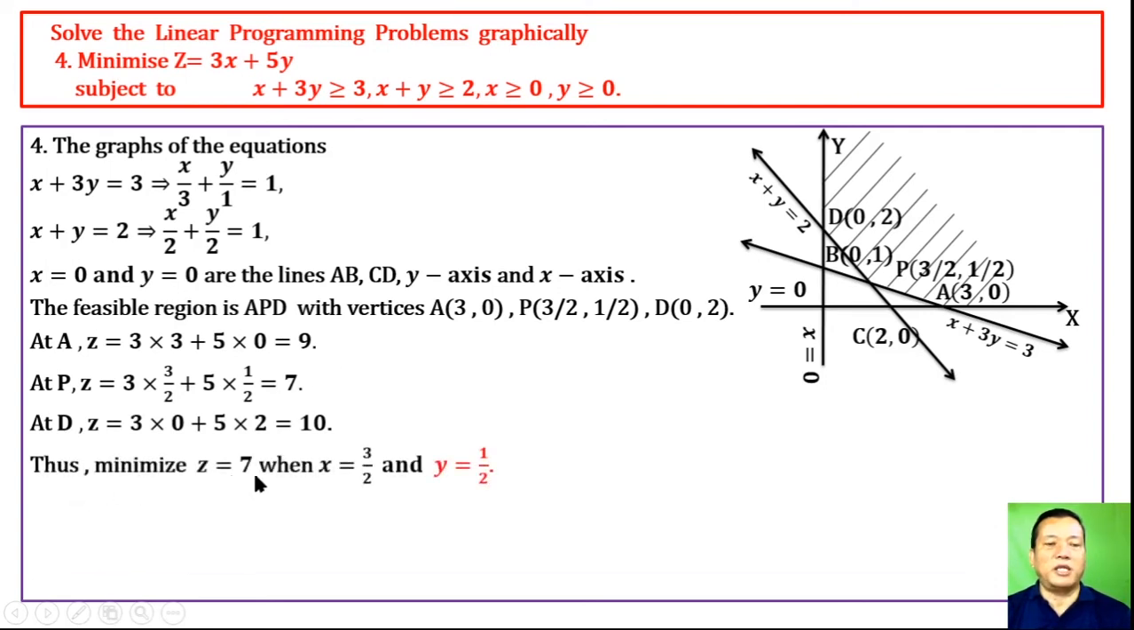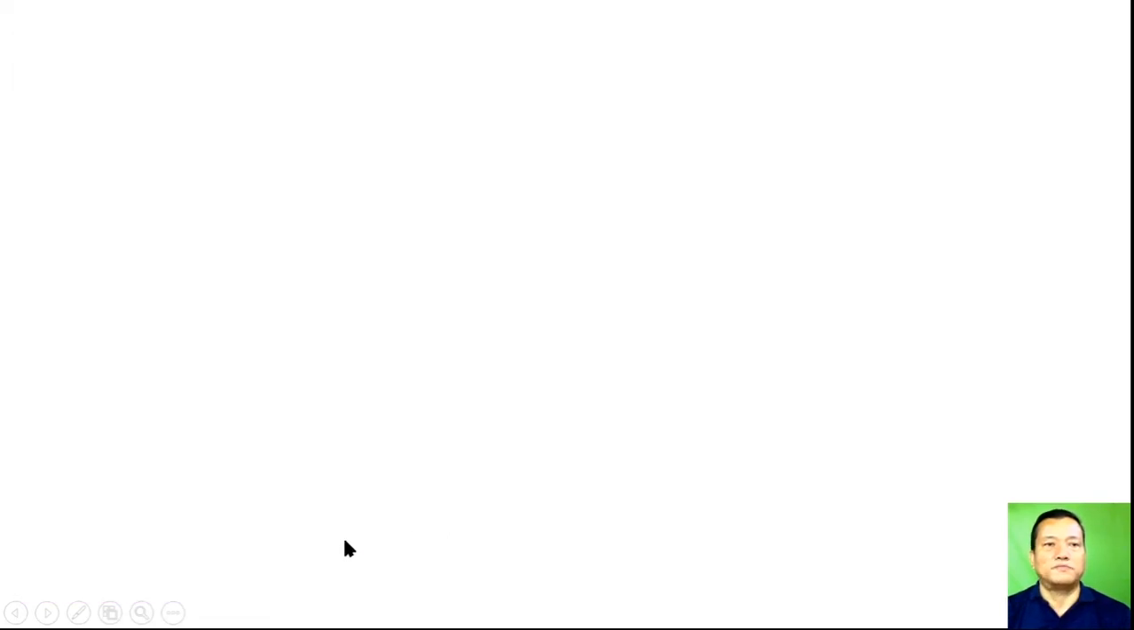Thus minimize Z is 7 when X is 3 by 2 and Y is half.